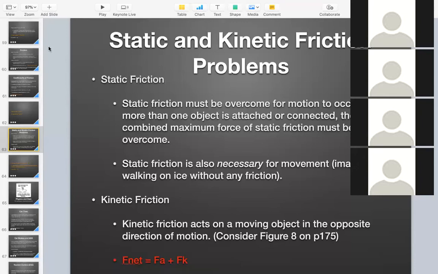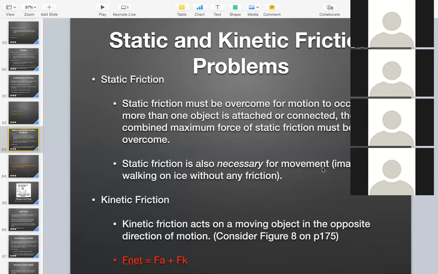That's okay. All right, static friction must be overcome for motion to occur. I've talked about this lots. Like when I'm pushing at my desk or something, it's kind of stuck, and then it gives way. If more than one object is attached or connected, the combined maximum force of static friction must be overcome. If I am pulling a chain of desks, and there's a row of you guys, and you're holding onto the desk in front of you, each of you has a different mass. Provided all the bottoms of the chairs are the same, you're going to have a different frictional force. Have to add those all up if I want to pull you all at one shot.